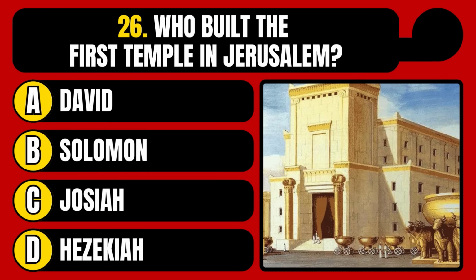Who built the first temple in Jerusalem? David, Solomon, Josiah, or Hezekiah?